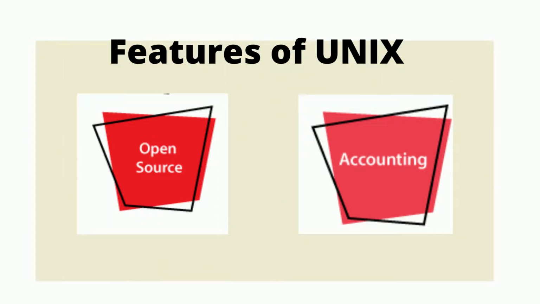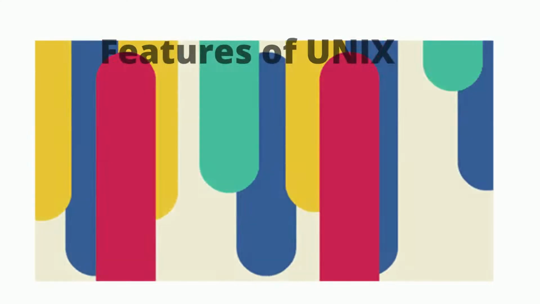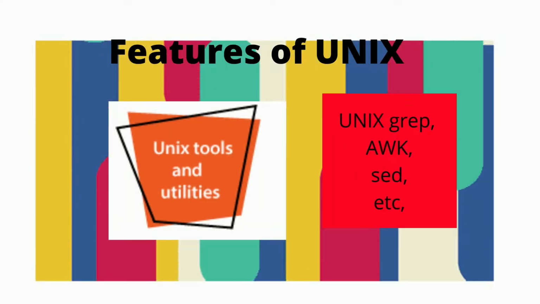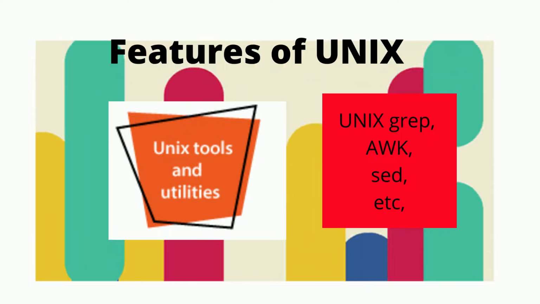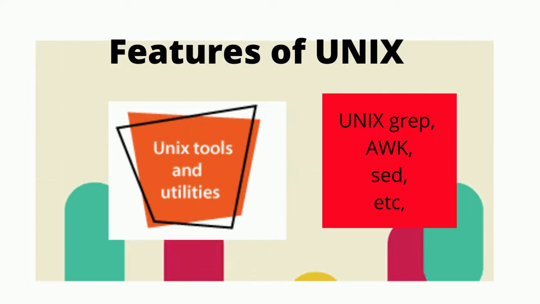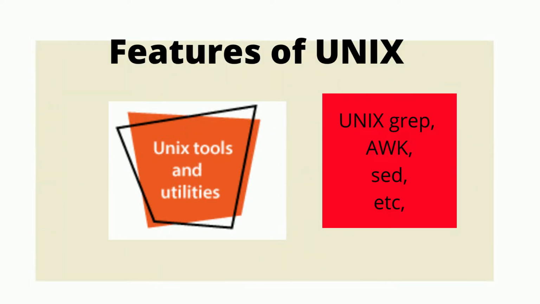And one of the major utilities of UNIX is its tools and utilities, which provide various types of tools and utilities such as grep, sed, and awk. And some of the general purpose tools are compilers, interpreters, and network applications. So these are a few of the features of UNIX, and it is very widely used because of these features only.